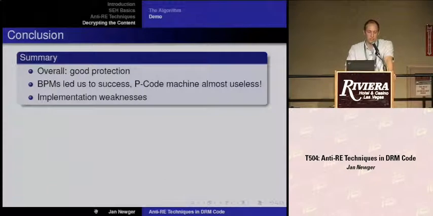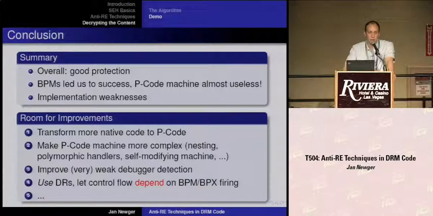So the conclusion is that overall it's a pretty good protection, but it has some major design issues, because we could bypass the whole P-code machine by just reacquiring our breakpoints on memory access. There were also some other weaknesses, like the very weak anti-debugging mechanisms. And of course, there's much room for improvements. The most obvious one would probably be to transform more native code to the P-code machine, to avoid that the actual decryption process is a high-level handler, which is pretty useless.